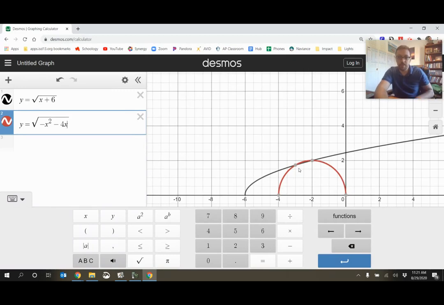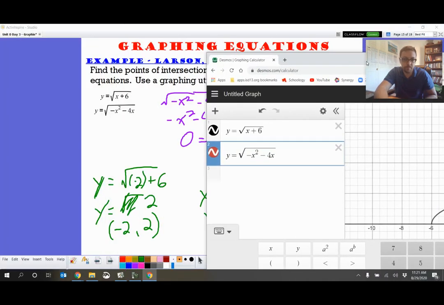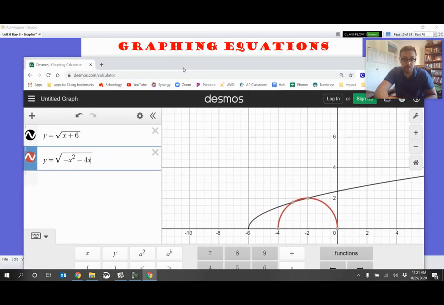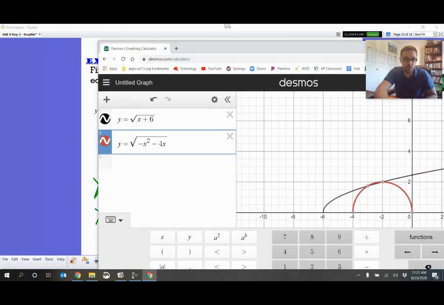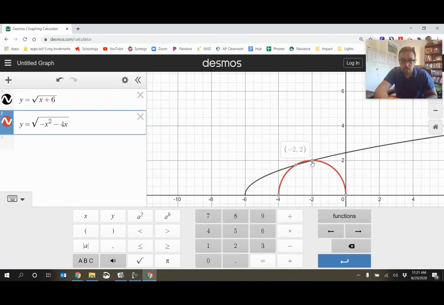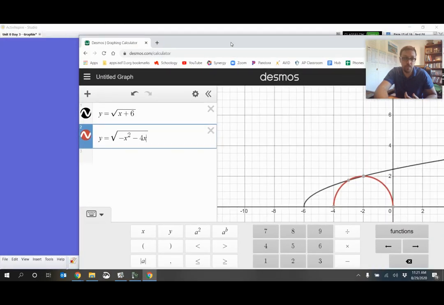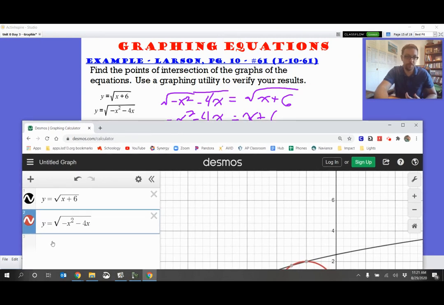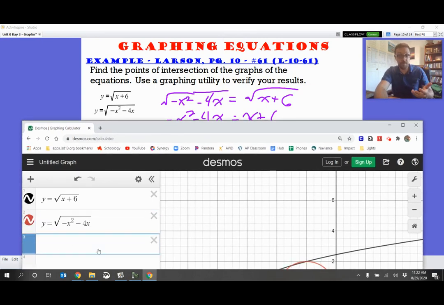All right, so we've got 2 solutions. So we got -3 and 0.732. That is our square root of 3 one, so that's good. And then the other one should be at -2 and 2. And that checks out. Now we can use Desmos to verify our solutions and make sure things are working correctly. So we can type things into Desmos and make sure that it's calculating them for us correctly.